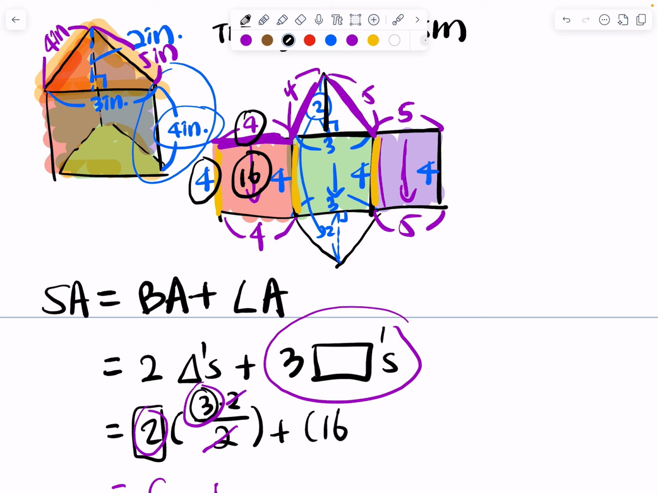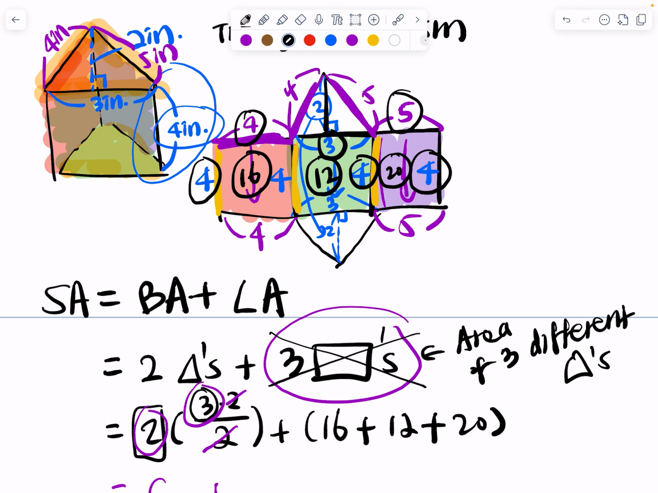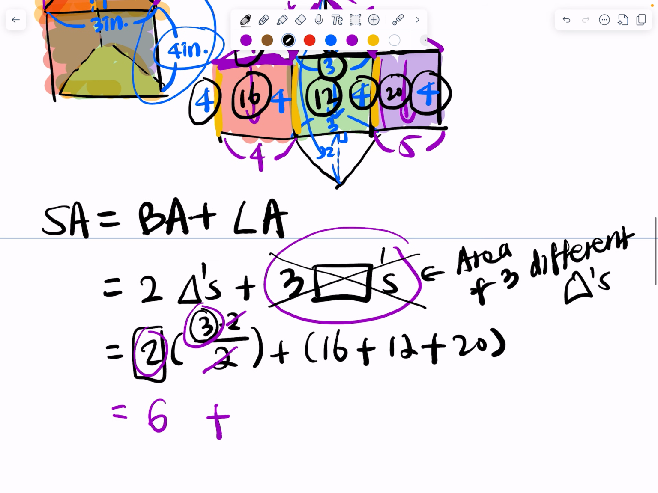Okay, we're not timing one rectangle area by 3. That is not what I meant. This is area of 3 different triangles, unless the base is an equilateral triangle. But anyways, 16 plus 3 by 4 is 12. And last but not least, 5 by 4 is 20. Yeah, so those are areas of the 3 different triangles.